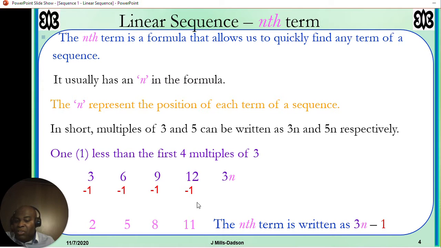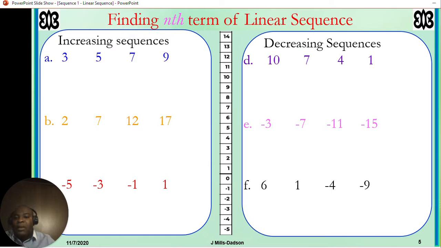So I'm now going to show you the steps in arriving at the formula for a linear sequence. This is just a narrative for you to understand what this is all about. I'm now going to show you the steps in arriving at the nth term formula. I have 2 kinds of sequences: increasing sequences where the numbers keep increasing, and decreasing sequences where the terms keep decreasing. Let's look at the first one, A.